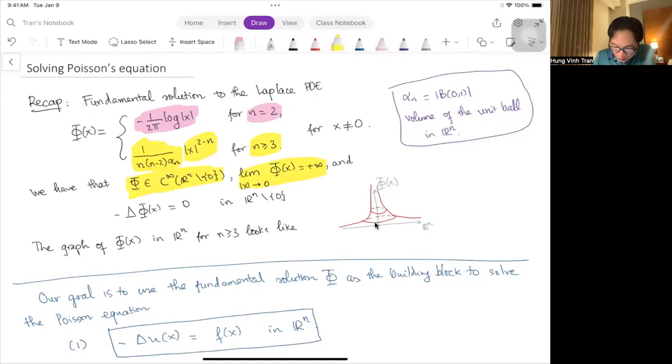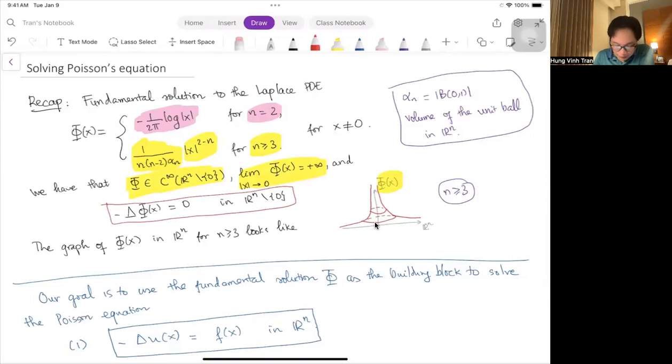So here I drew a schematic picture of phi. This is in the case of 3D or higher. You see that it decays polynomially at infinity and then blows up also polynomially at 0. And phi, the fundamental solution, solves the Laplace equation everywhere except the origin. Okay, so we have this.